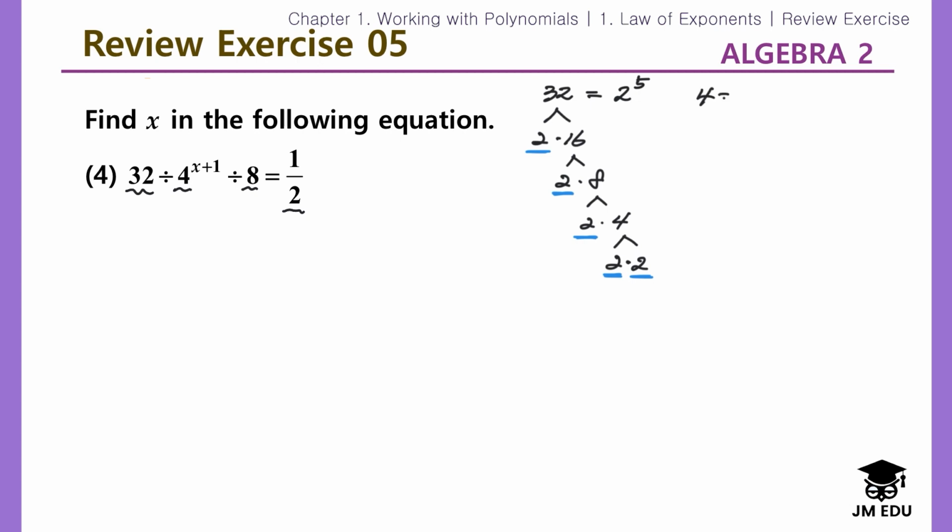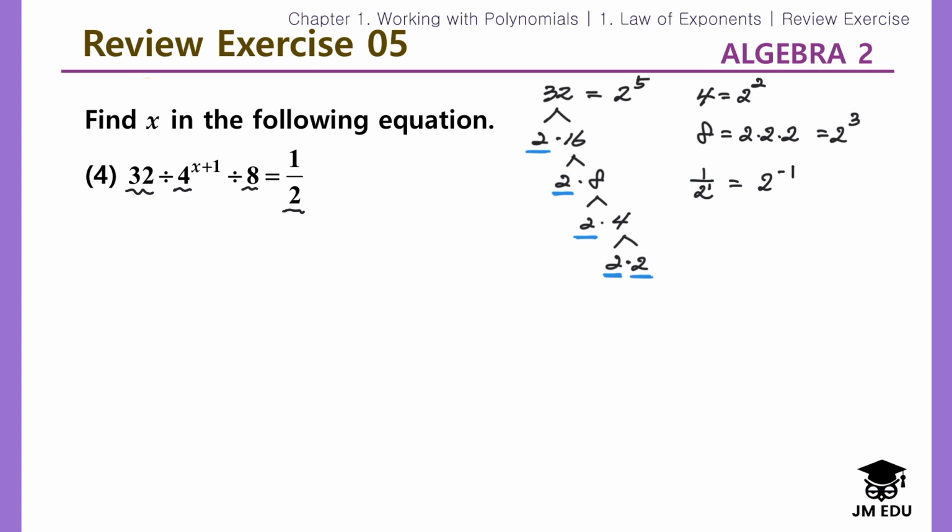4 is just 2 times 2, 2 squared. 8 is equal to 2 times 2 times 2, which is equal to 2 cubed. And 1 over 2 is actually what? We can write this one as 2 to the power of -1, right? Because 1 over 2 is 1 over 2 to the power of 1. Is that right? Okay, so let's rewrite this equation.